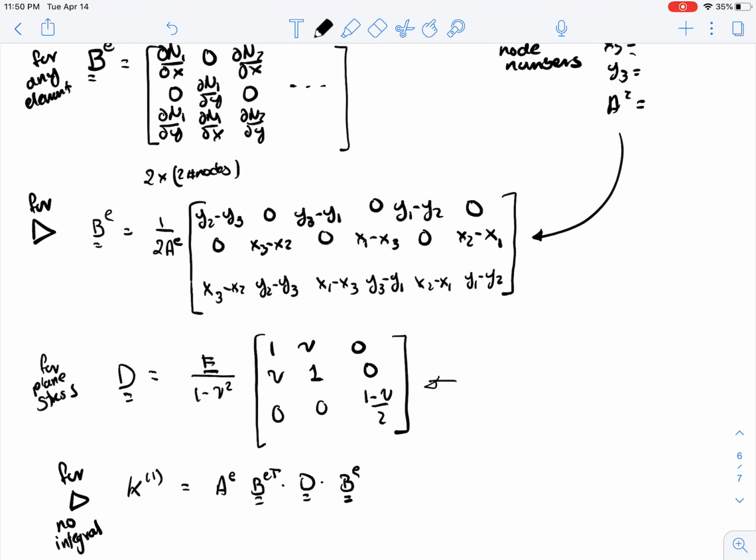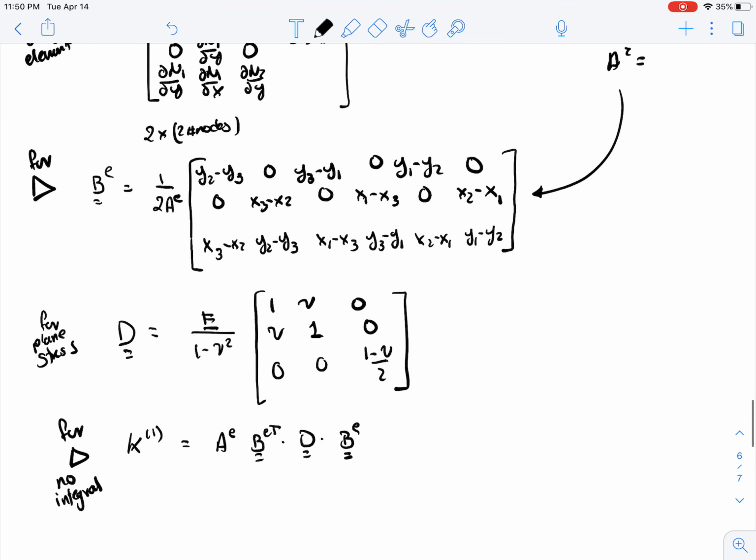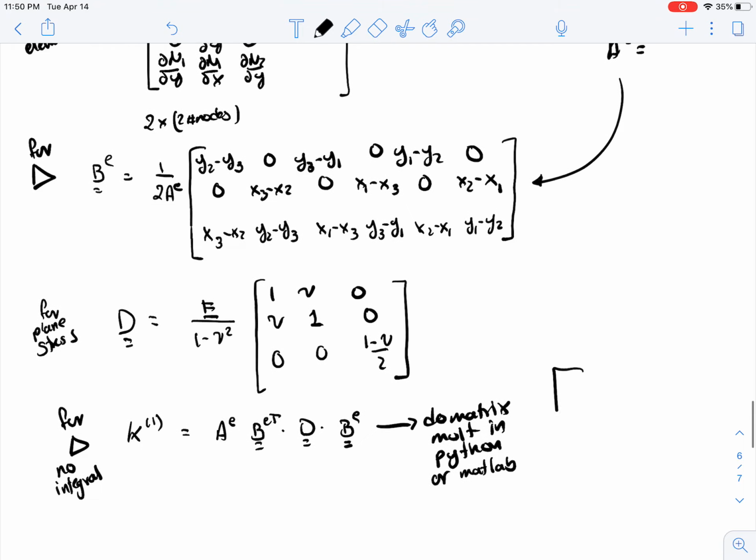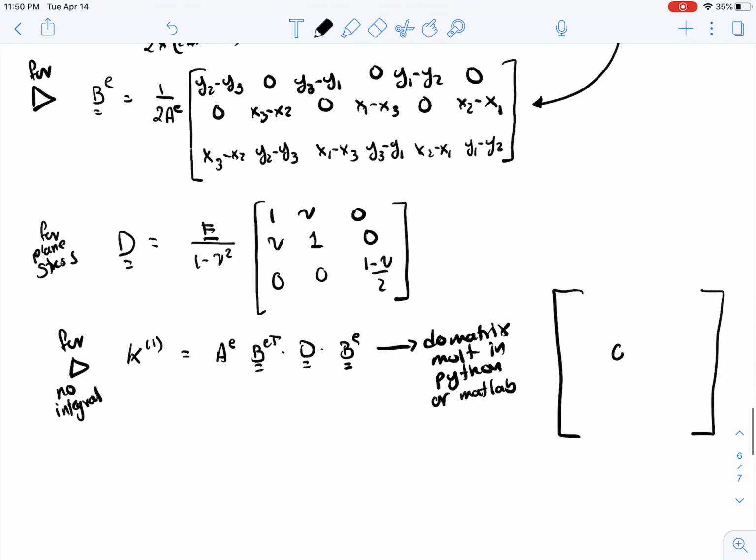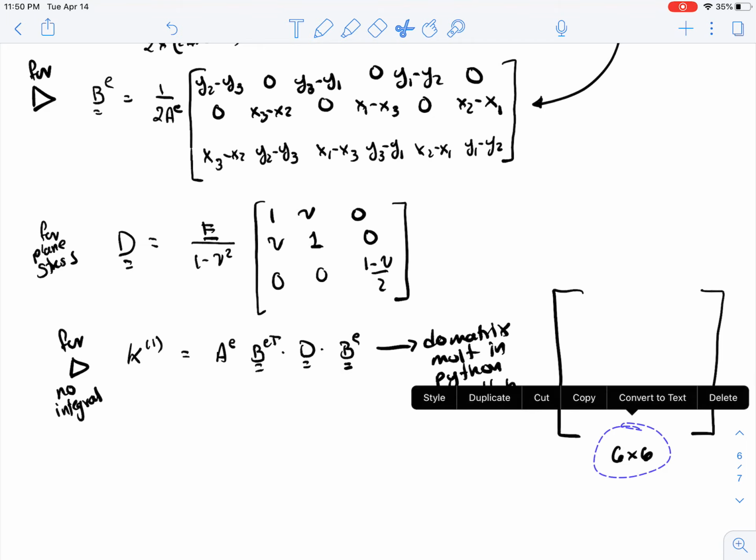And then this B matrix, like you can see here, it's a 3 by 6 matrix. So if you transpose it, you get a 6 by 3 times a 3 by 3 times a 3 by 6, then you get a 6 by 6 matrix. And you can do this in Python or MATLAB. I'm not writing it here. You can look up the code. So this will give you a 6 by 6 matrix.